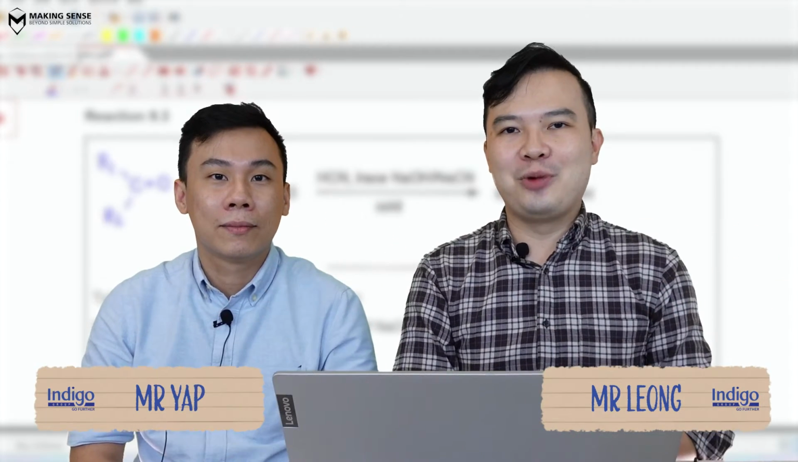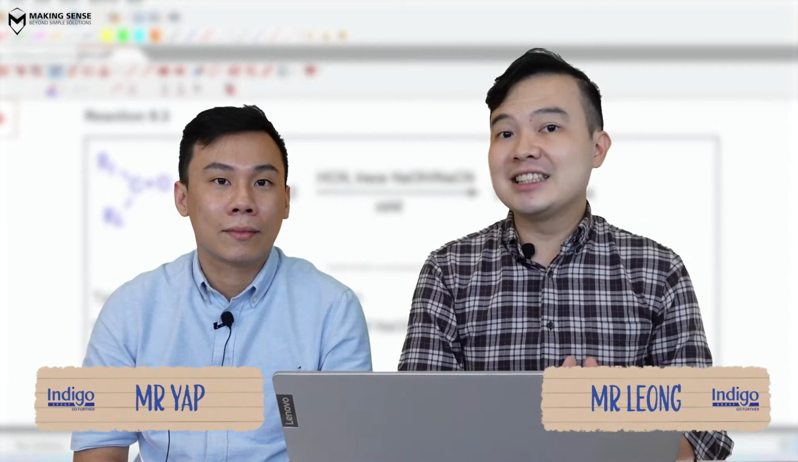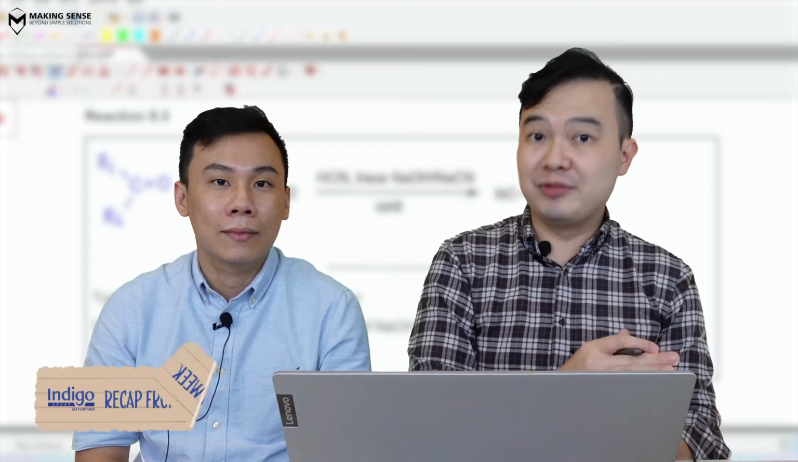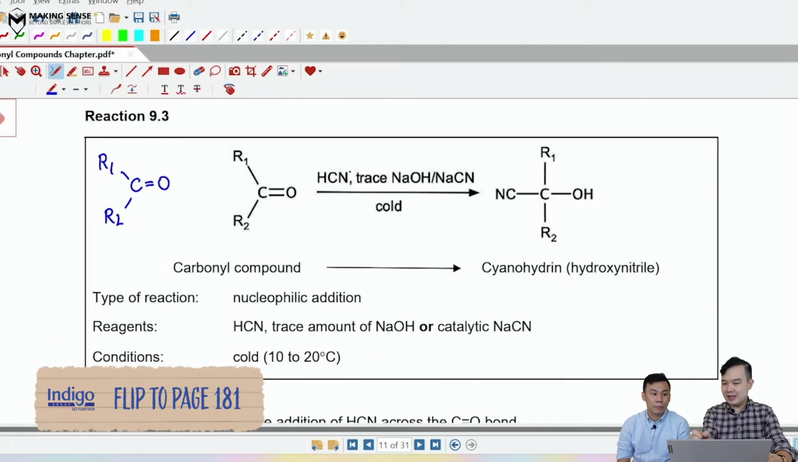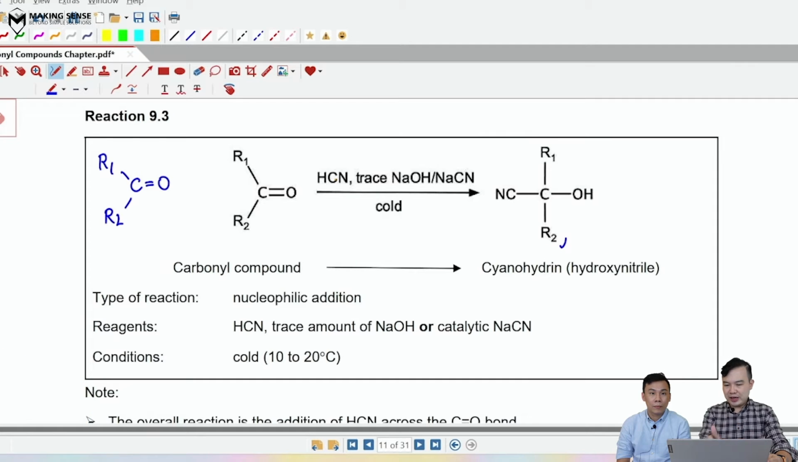Hi guys, welcome back. Today we'll start off a lesson by recapping what we have done in the previous week, right? We're going to use reaction 9.3 to do that. So to look at this reaction, we're going to start off with a carbonyl compound, and through the use of HCN, we end up with this thing called a cyanohydrin. Now, for this reaction, it's an example of a nucleophilic addition reaction.